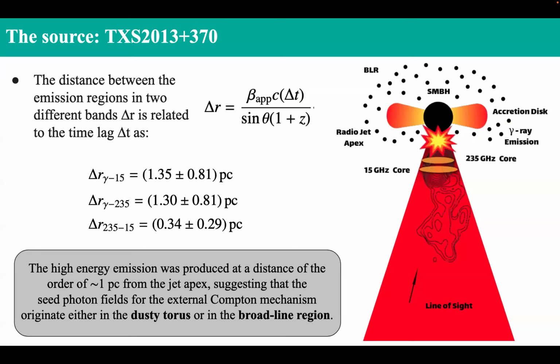So they found that the dominant photofield was the external Compton, and the photons came from the dusty torus or the broadline region.